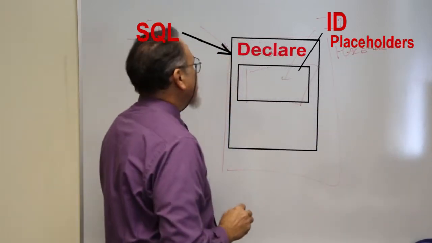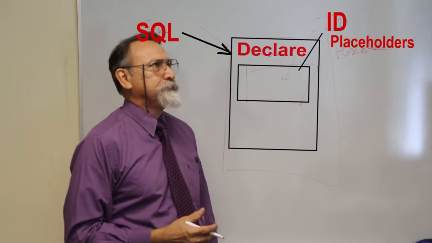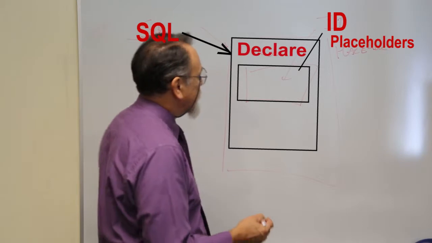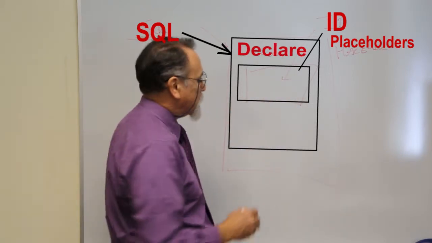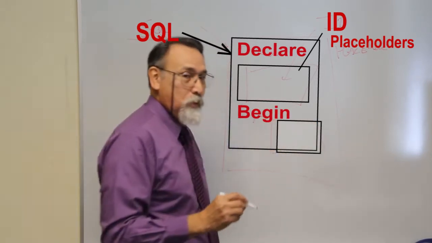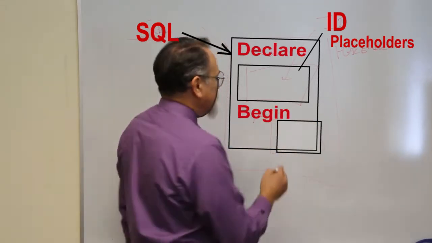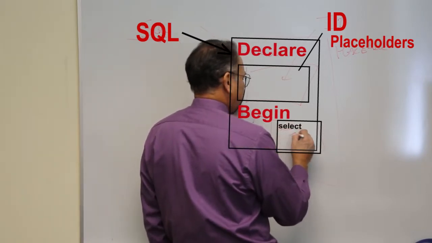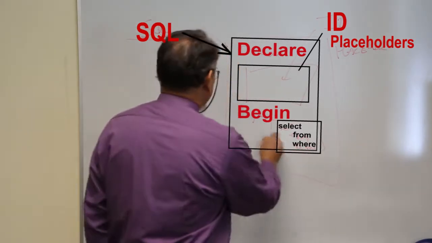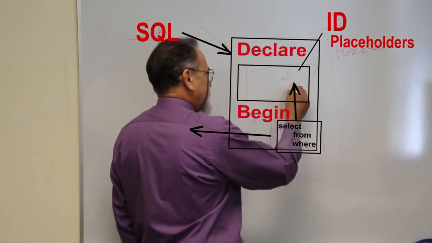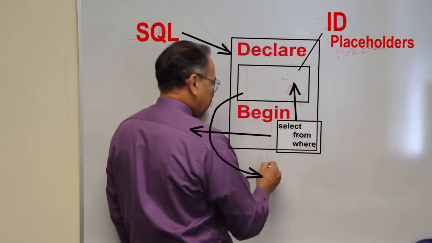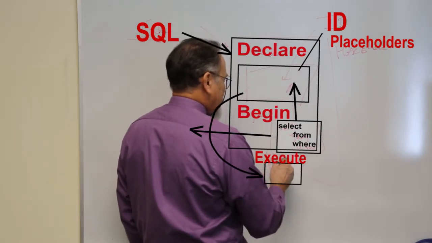Okay? So this is going to store the placeholders that are going to be used. Now, once you identify the placeholders, there's a begin. The begin is where the action occurs. This is where you do the select from where. The select from where will extract the information from the database, and it will deposit that information in these placeholders. And then these placeholders will be used to execute some item.